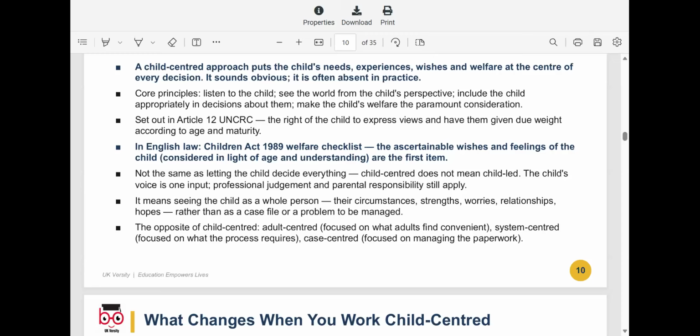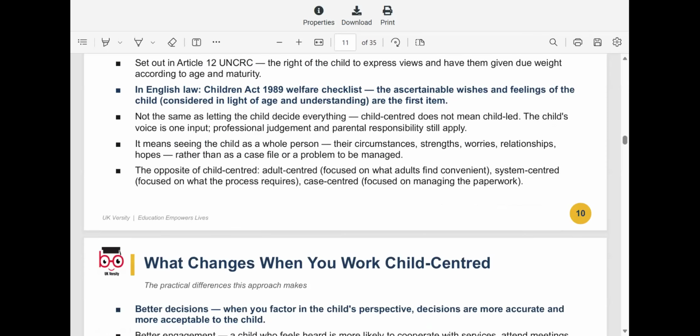It's looking at the developmental needs of that child, their interests and their voice as well. And in their core principles, firstly, to listen to the child, see the world from the child's perspective, include the child appropriately in decisions, and make the child's welfare paramount. It's always going to be the child's welfare that we've got to take into account, and make sure that the child is safe, and we are putting this child at the center of everything.